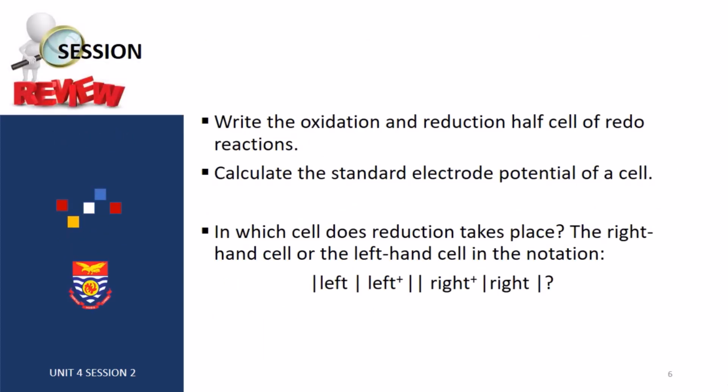As a session review, write the oxidation and reduction half cell of redox reactions. That is what we've been able to do so far, and we've also been able to calculate the standard electrode potential of a cell. Now look at this example. In which cell does reduction take place, the right hand cell or the left hand cell in the notation? Look at the notation very well. Where does oxidation take place and where does reduction take place?